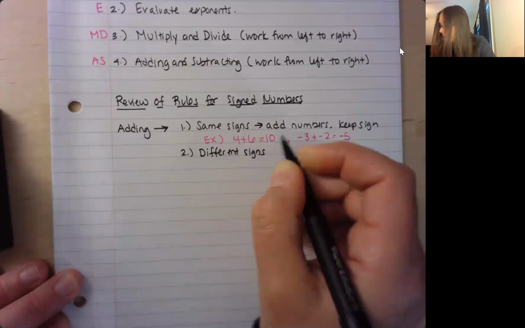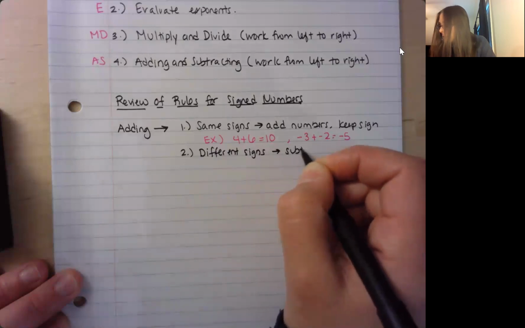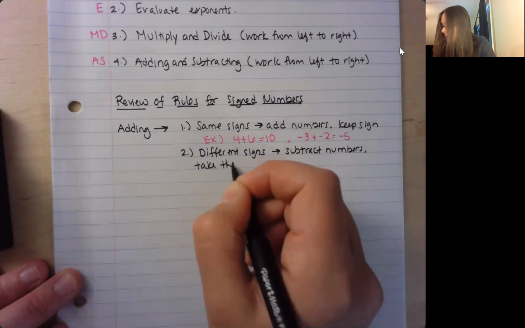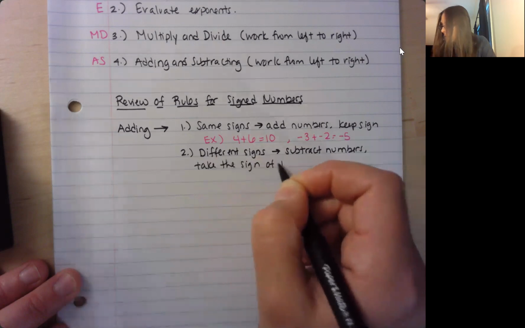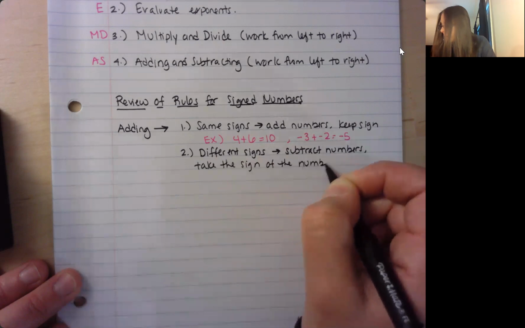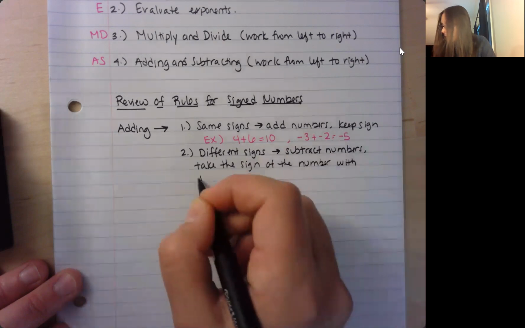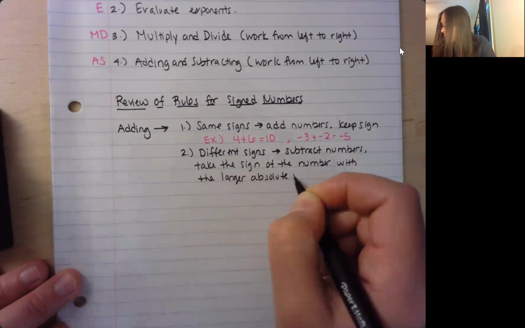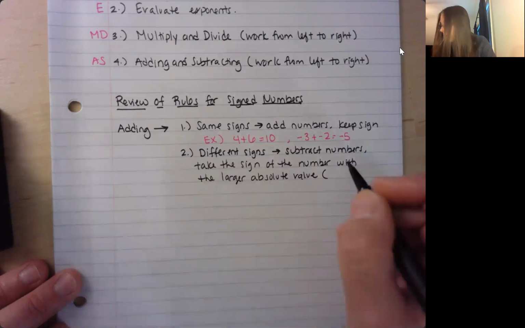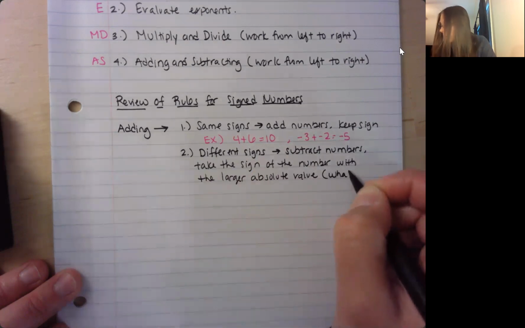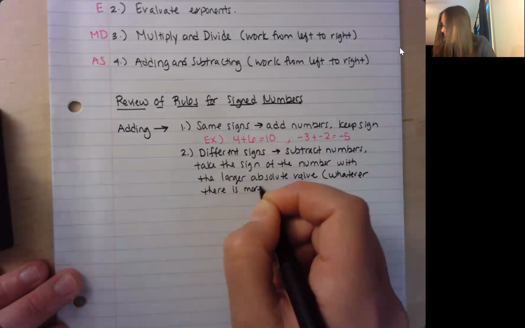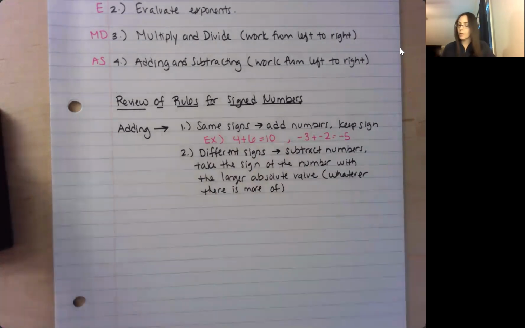If you have different signs, this is the tricky one, you're going to subtract the numbers and take the sign of the number with the larger absolute value. Or another way we thought of before is whatever there is more of, right? More negatives, more positives. So let me do an example here.